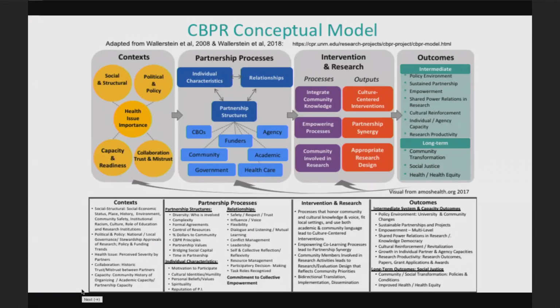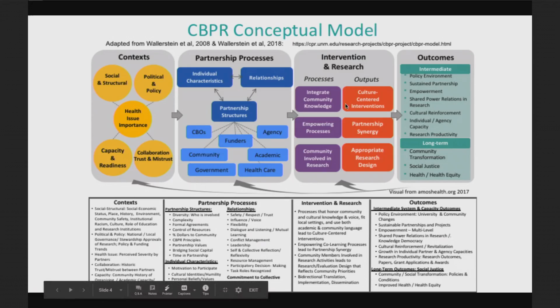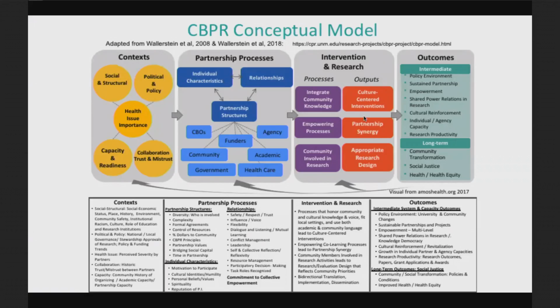Basically what it does is it brings all the conditions of a model, a lot of the things that you have been talking about, into one model where you're identifying priority health outcomes and then linking them to the context, and recognizing that context influences how we partner and then influences our interventions, whether they're community-centered, and whether you have partnership synergy or appropriate research design. It looks really complicated, but it's actually not.